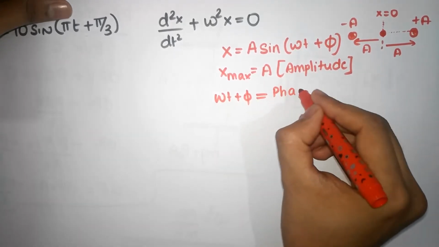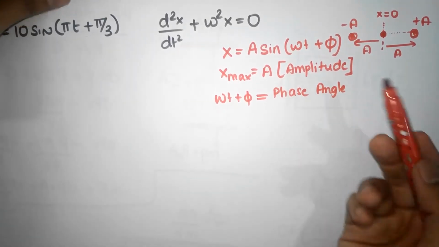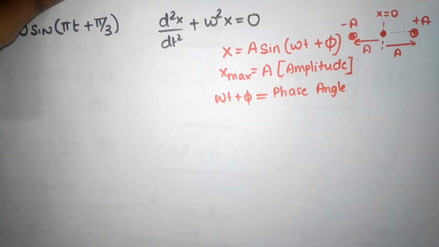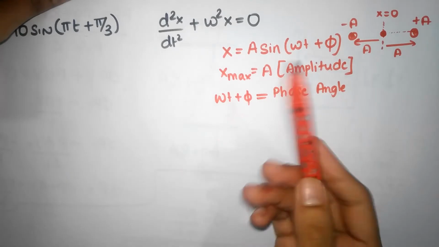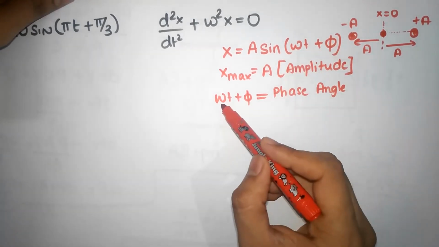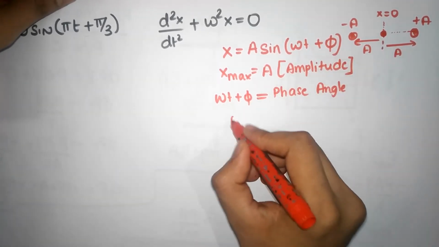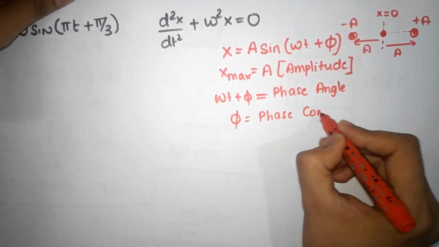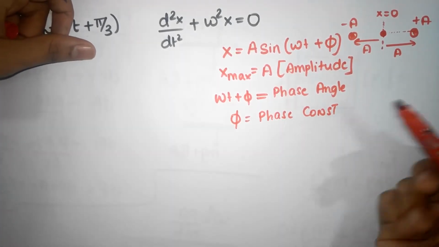This whole thing inside, omega t plus phi, is given a name. It's called the phase angle. And these names are important because I'll be using them. Phase angle, as the name suggests, is just the angle. You imagine that simple harmonic motion is a circular motion, and then that angle covered is what is called the phase angle. Omega is something we already know. It's the angular frequency. We discussed that. Phi is what is called the phase constant. And this phase constant basically is telling you about the initial conditions.